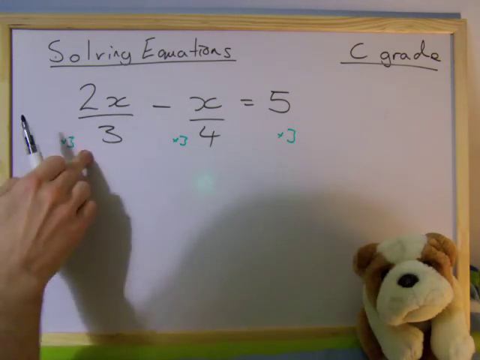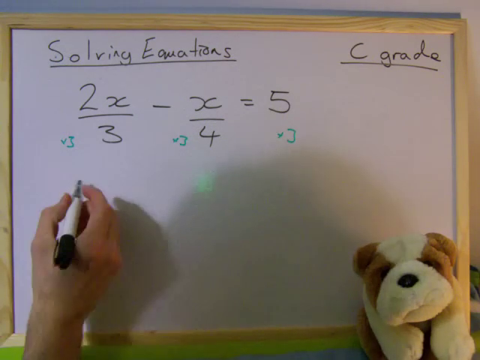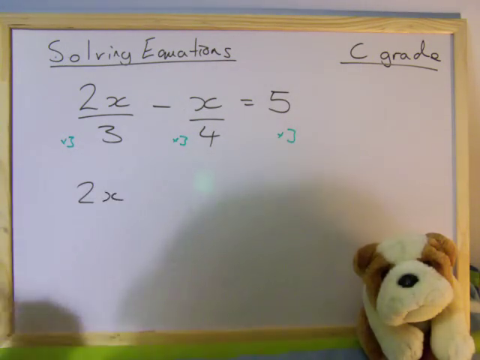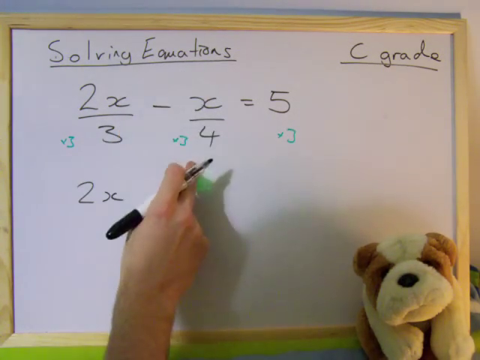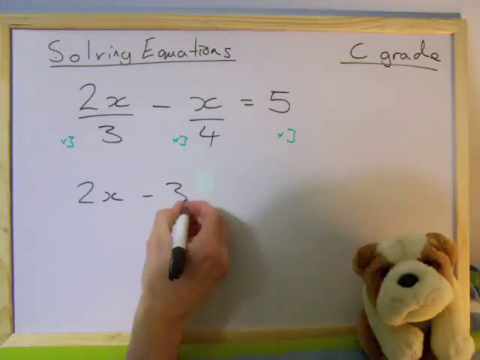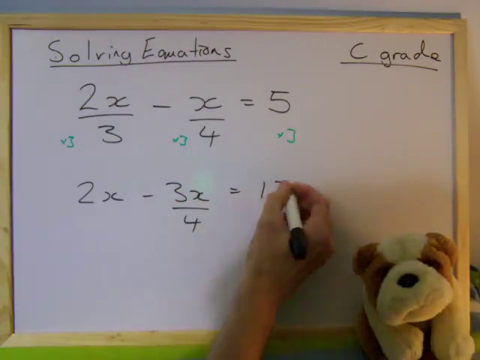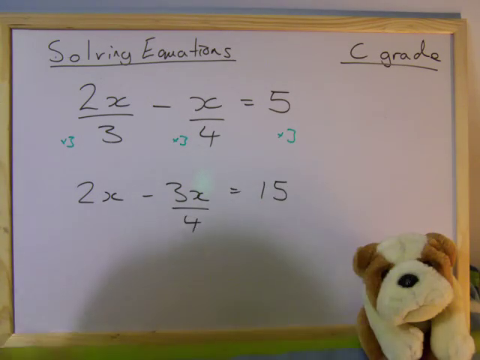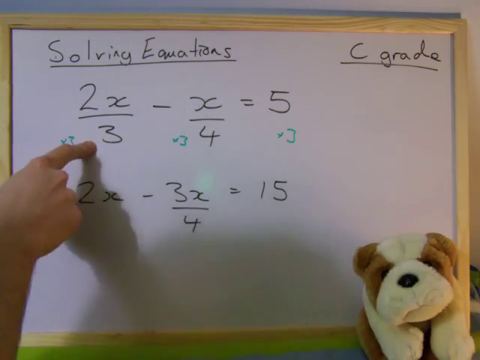So 2x over 3 multiplied by 3 just means the 3's cancel. So that's just going to leave 2x. Then I've got minus 3 lots of x over 4. If I multiply x over 4 by 3, I'm going to have 3 lots of x over 4. So minus 3 lots of x over 4, and that equals 15. Okay, I've got no issues at the moment. I've simplified my equation slightly because I've lost one of the divisors.